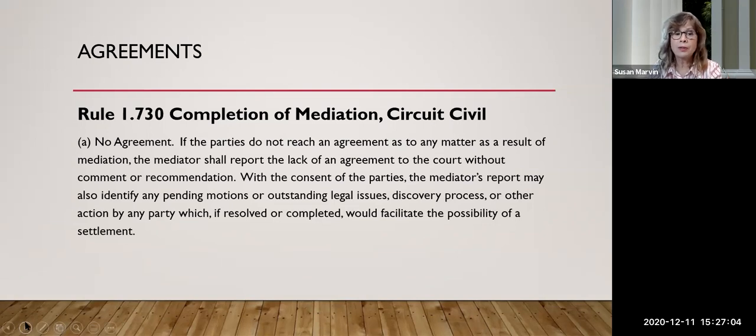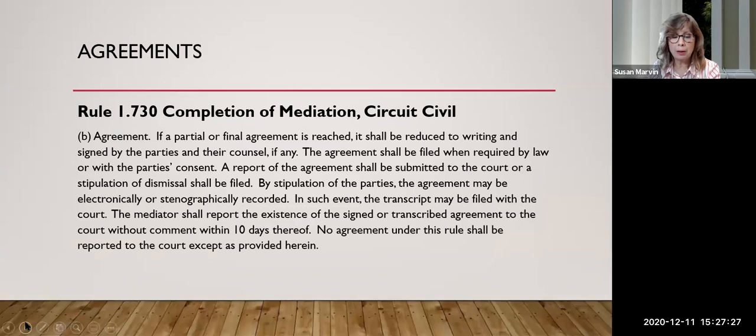You have to have the party's consent to add anything other than agreement, no agreement, or partial agreement to a mediator's report. And we'll talk about that more in depth in a minute. So that's rule 1.730A. If you would move to B, please, Kimberly.